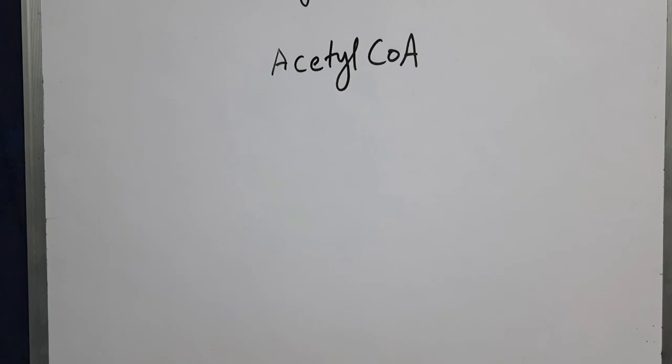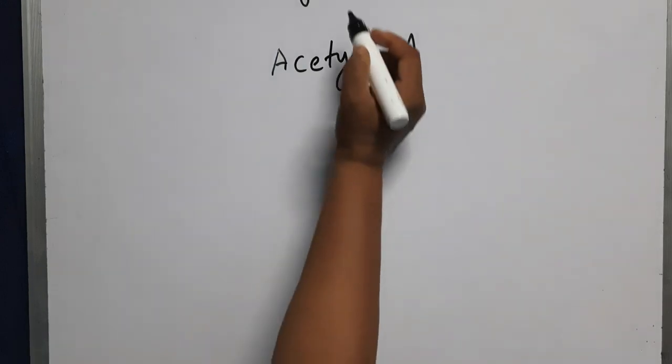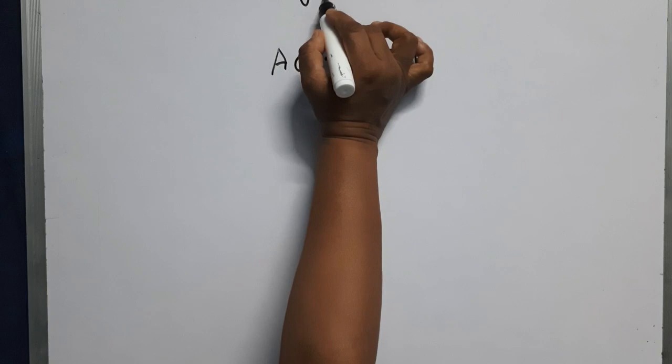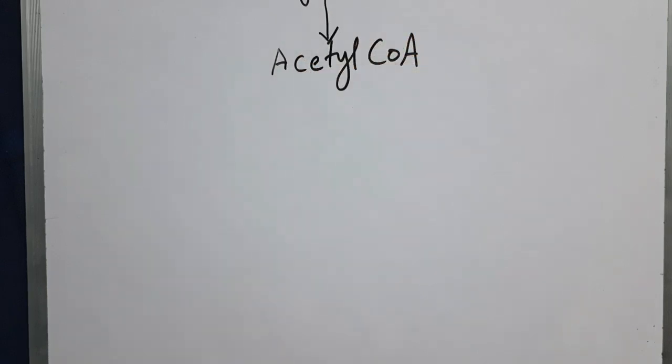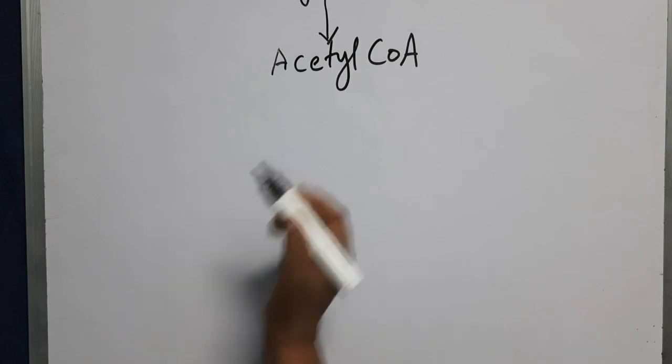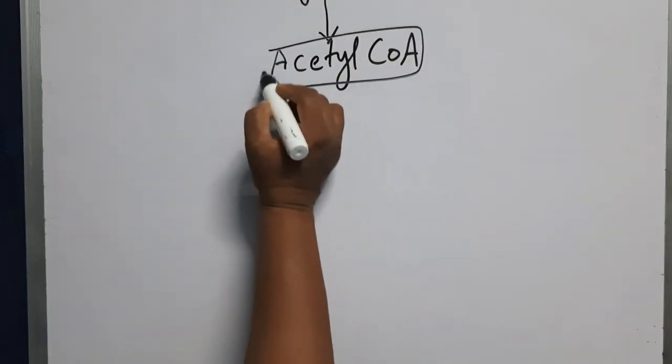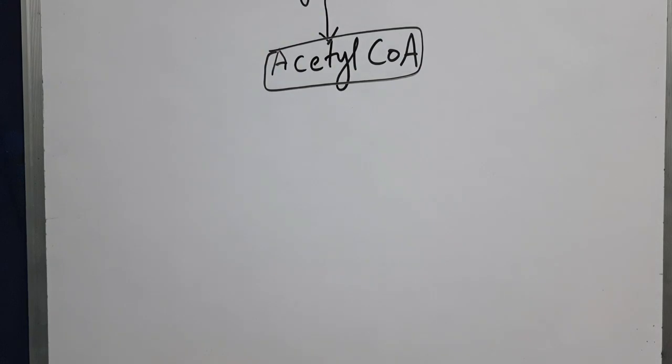In my previous video we started with glycolysis. In glycolysis, pyruvate is formed. 2 pyruvates are formed from 1 glucose. This will be oxidatively decarboxylated and give you acetyl-CoA. So from carbohydrates we are getting acetyl-CoA. But not only from carbohydrates, acetyl-CoA comes from lipids, and from amino acids or proteins. So you can call this a common catabolite.